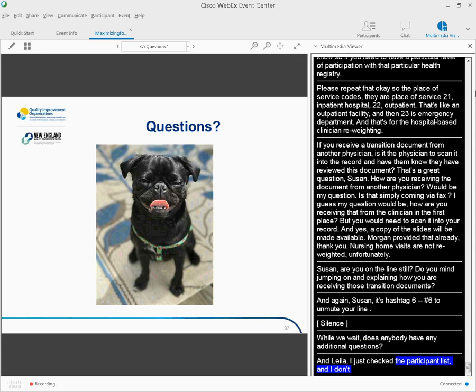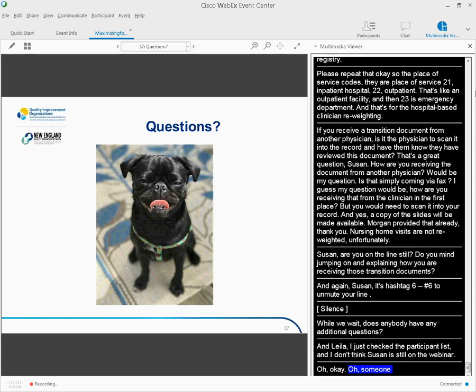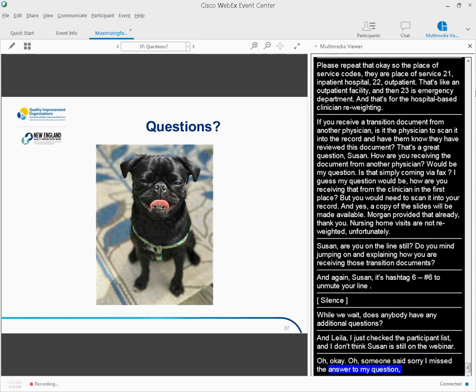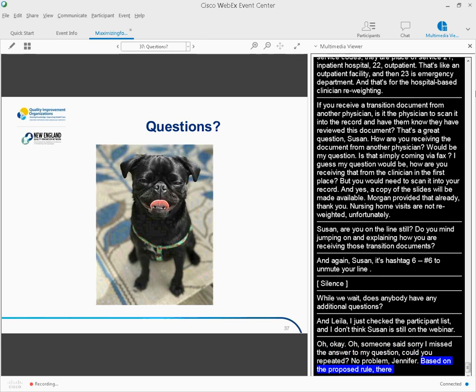Could you repeat it? No problem, Jennifer. So, yes, based on the proposed rule, there is a 100 prescription exclusion. So if you have fewer than 100 electronic prescriptions, you're excluded from the e-prescribing measure. And if you have fewer than 100 transitions, again, that's transitions, not summary of care documents sent, you would be excluded from reporting on those summary of care measures.